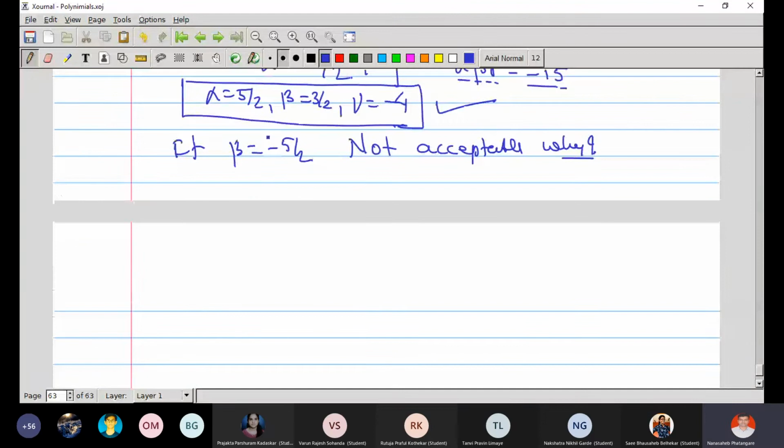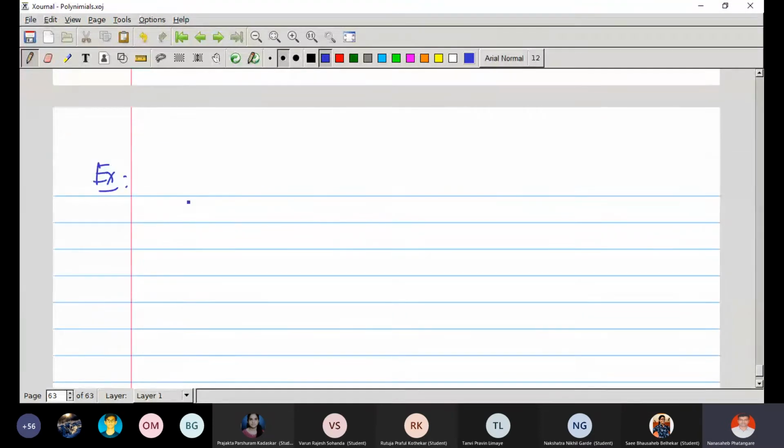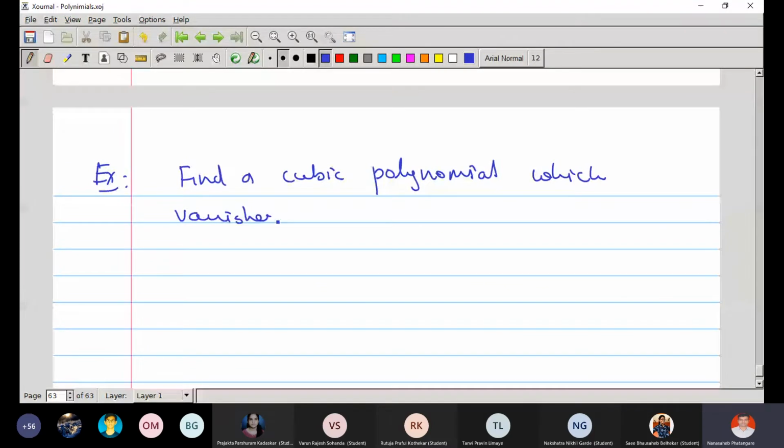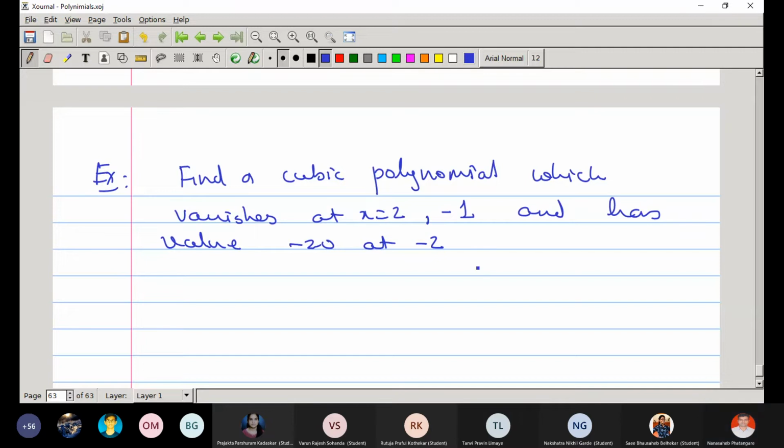Okay, now find a cubic polynomial which vanishes at x is equal to 2 and minus 1, and has value minus 20 at minus 2 and minus 14 at 1.